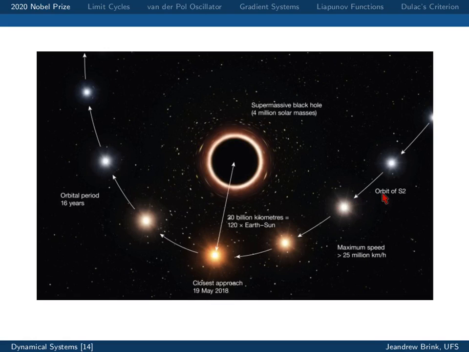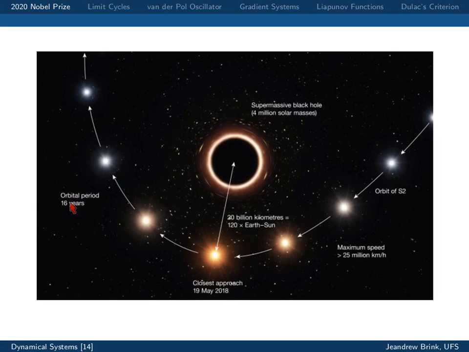Anyway, they saw this closest approach on the 19th of May, 2018. It was very exciting because people were expecting all sorts of strange things to happen, and nothing did. It just went close and went by. But this star orbits the black hole every 16 years. So they have actually been watching this, and I'll show you the data now.